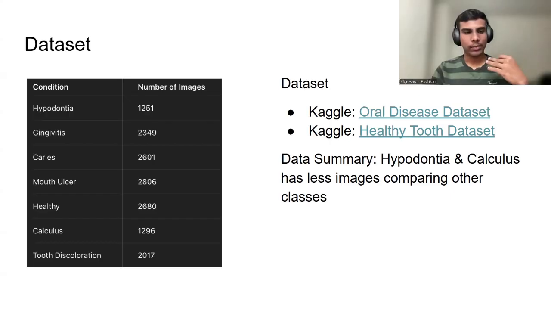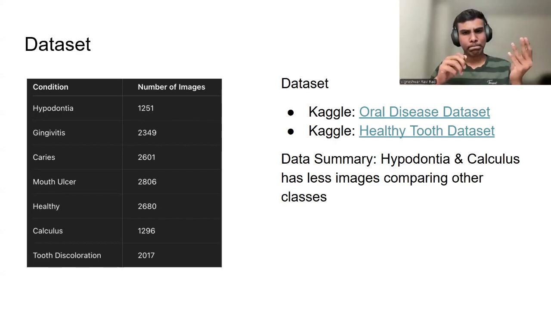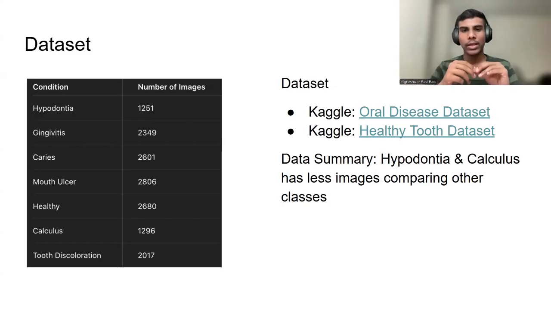Initially, our data set did not have healthy images. It just had the other six categories. With those images, we trained a few of the deep learning models that we had built, and then we figured the deep learning model did not perform well on classifying the healthy tooth images. So we went and searched for a healthy tooth data set, and we found one more in Kaggle itself, the healthy tooth data set.